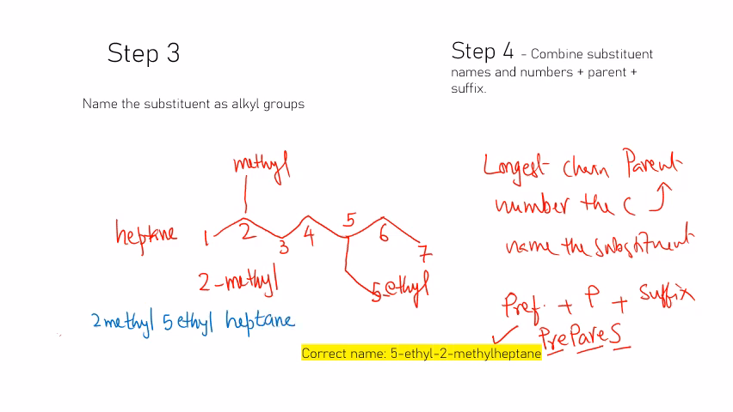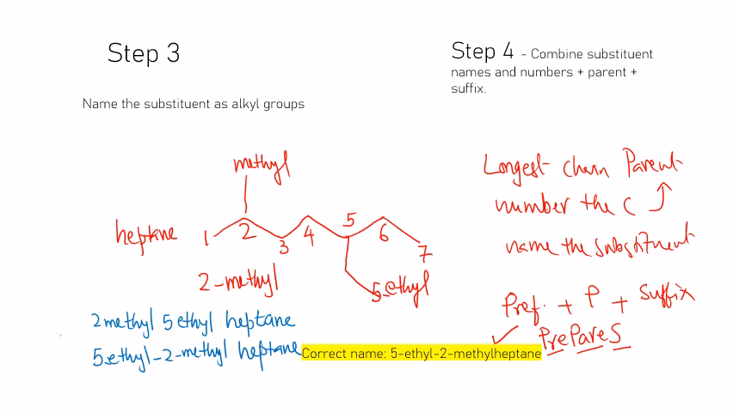Okay, so the last step is the alphabetic order. So I will just write 5-ethyl-2-methylheptane. That's how we are going to write the name. Only 3 steps, but different scenarios may occur. That's the only thing we have to pay attention to.